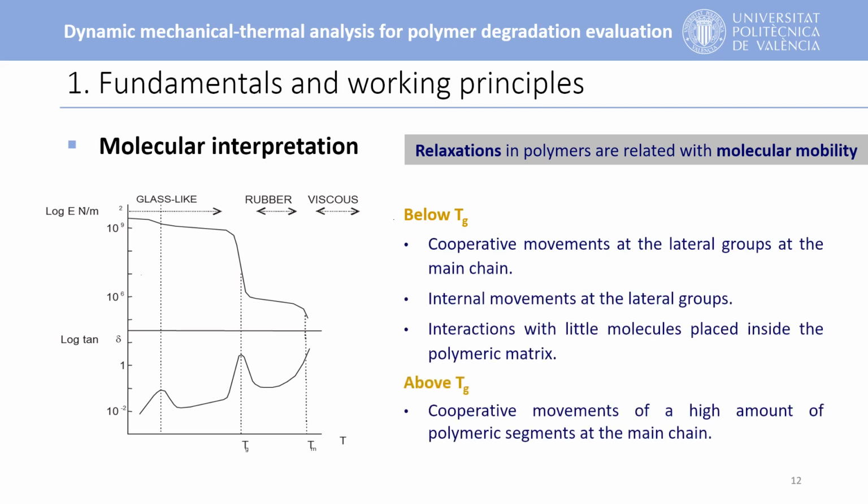The aim of the DMTA analysis is to understand the molecular transitions in which the structure of the polymer undergoes physical changes. At low temperatures, the structure is in a glass-like state, and therefore only lateral group motions are registered. At higher temperatures, above Tg, the polymer undergoes the glass transition, and consequently there is a change from the glass-like structure to a rubbery state in which cooperative movements are allowed, and therefore the molecular processes register the motion of the main chain.